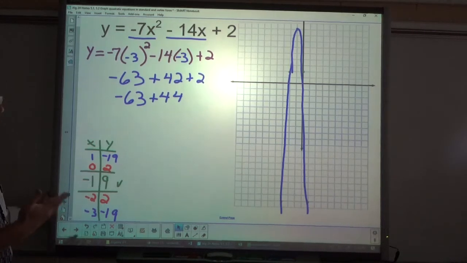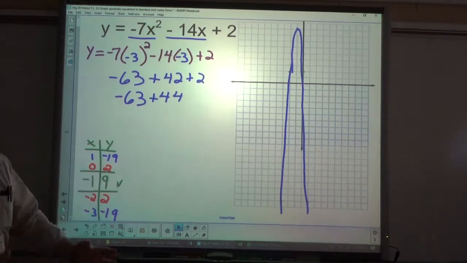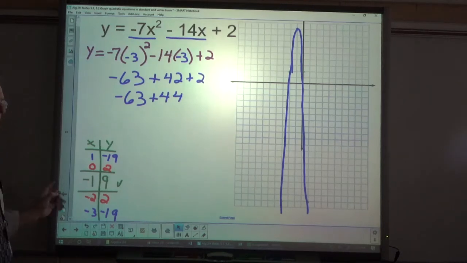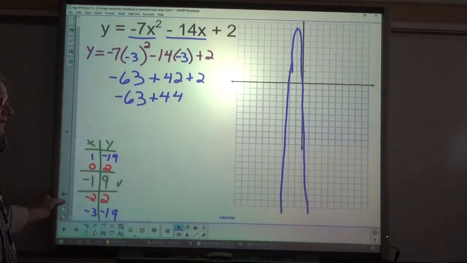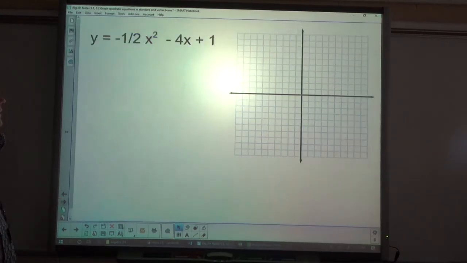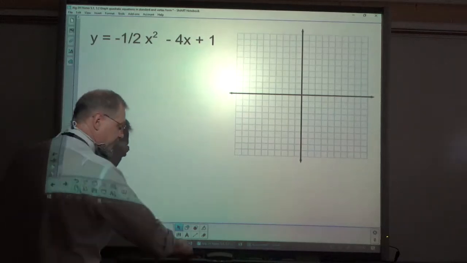Okay, so that's what a parabola looks like. This happens to be opening down. You'll notice a lot of similarities between graphing parabolas and what we did the other day, which is graphing absolute value functions. Very large number of similarities. So let's look at this one.